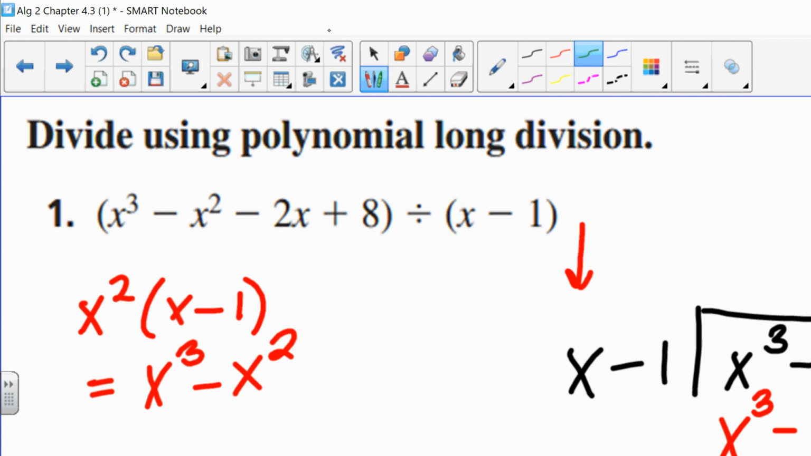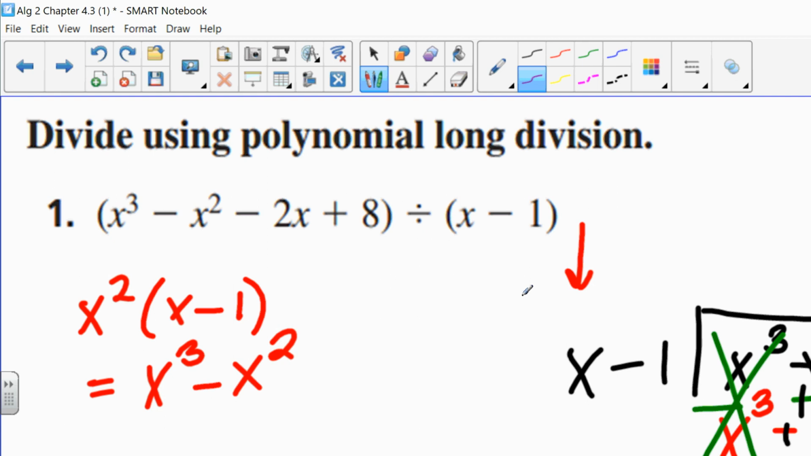And then we would subtract. X cubed minus x cubed is 0. Negative x squared minus negative x squared, well, the negative and negative would make a positive. And what is negative x squared plus x squared? 0, so these would cancel out, and then we would do what? Bring down the negative 2x.